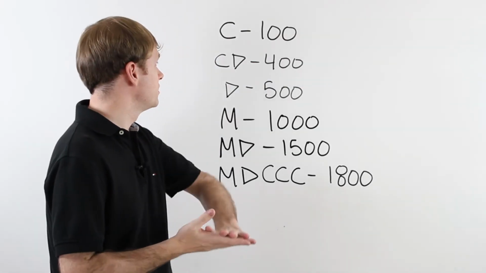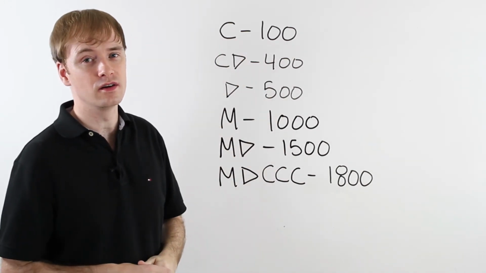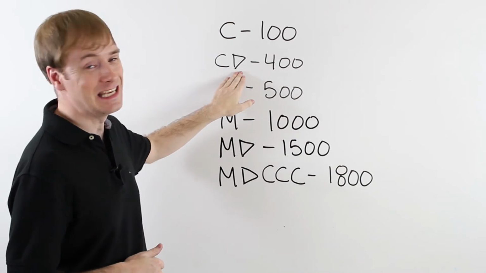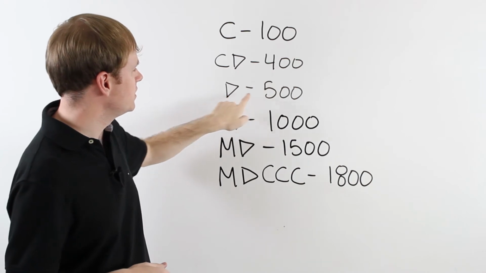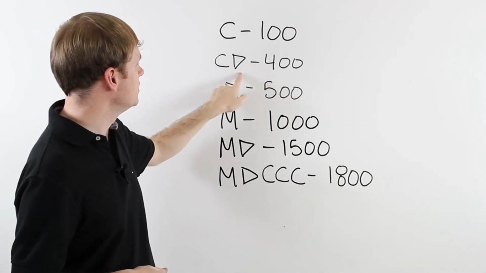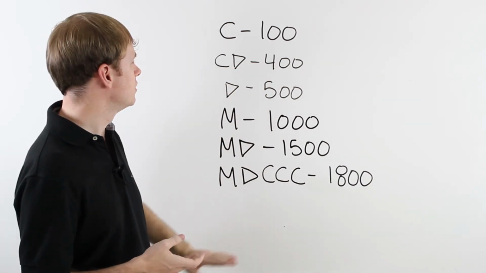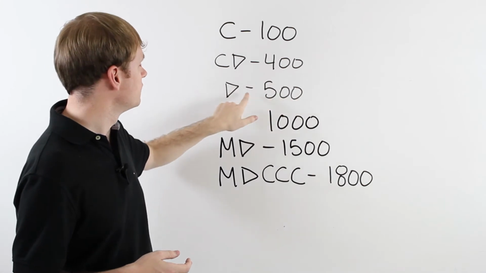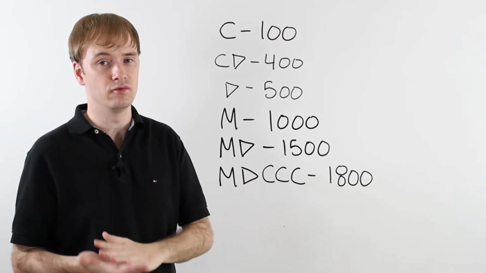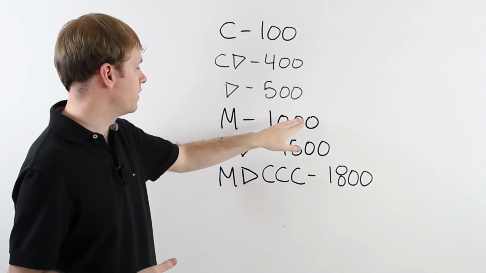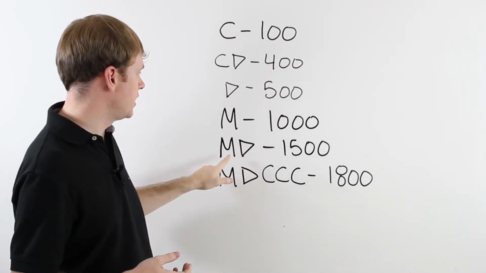Okay, so here are some bigger Roman numerals. Now we know C is 100. Let's go to this one, CD. CD is 400. Well, what is D? D is 500. So CD means 100 before 500. So that is 400. 500. M. M is the last letter we use in Roman numerals. M is 1000. Okay. MD. Well, D is 500. M is 1000.